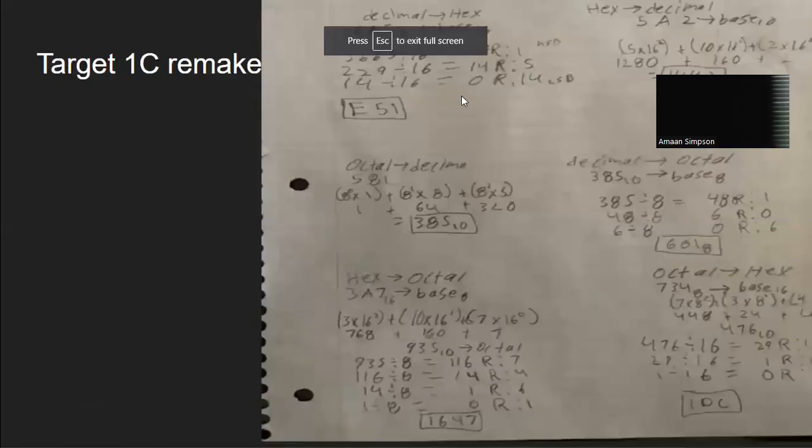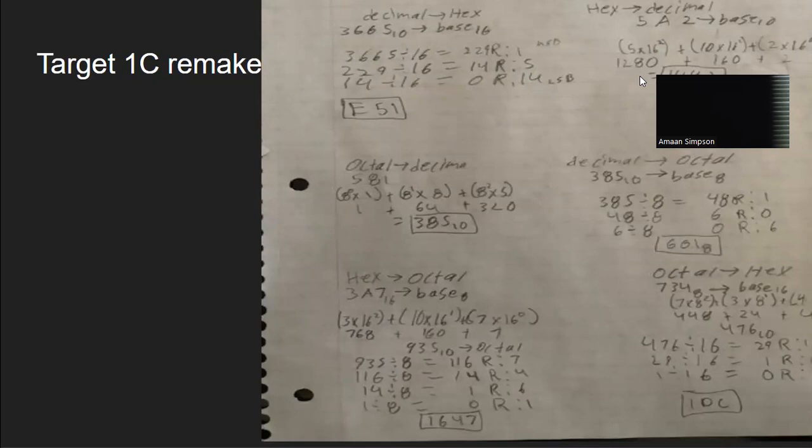Target 1C remake. So this is how to go from decimal to hex. You take 3,665 and divide it by 16, and that gives you 229, remainder 1. Then you divide 229 by 16, and you get 14, remainder 5. Then you divide 14 by 16, and you get 0, remainder 14. And you read it as 14 is E, 5, and then 1. That's the answer.